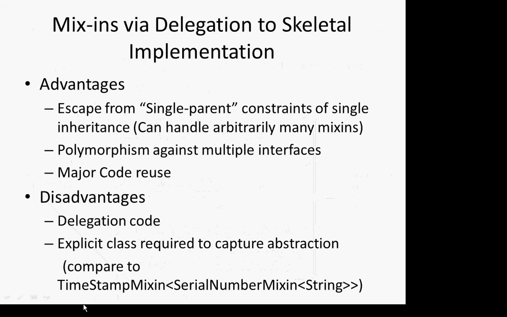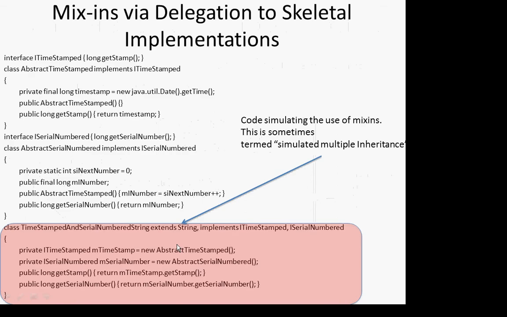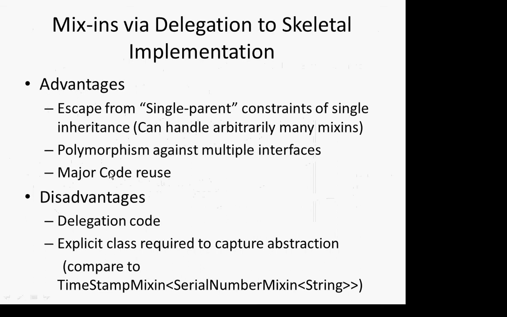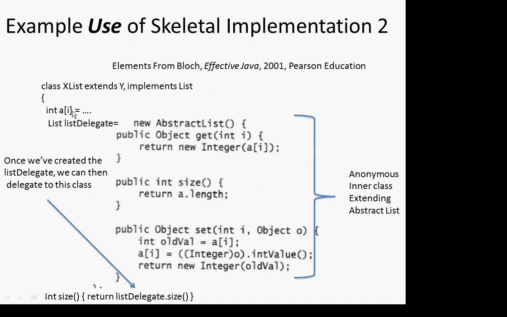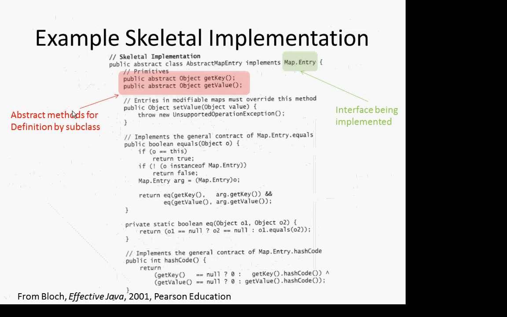And I have polymorphism here, folks. Guess what? I can pass this guy around as if it's an iTimestamped or serial numbered as well. That's kind of nice. And I can reuse code. In this case, the code here is trivial, but in general, it could be quite complex. There could be a lot of code we don't have to implement. Someone else has implemented it, someone else has tested it, and we can reuse it. Does that make sense? Yeah? Okay.